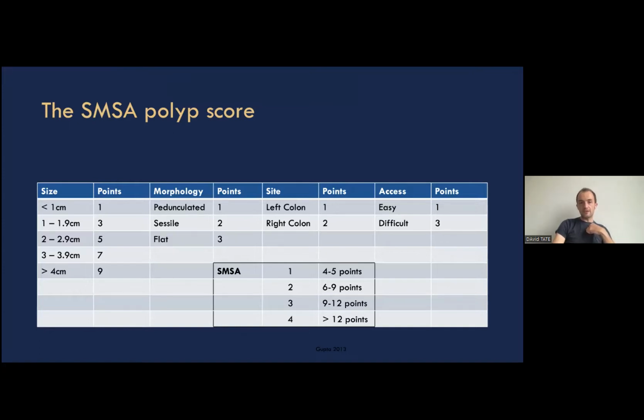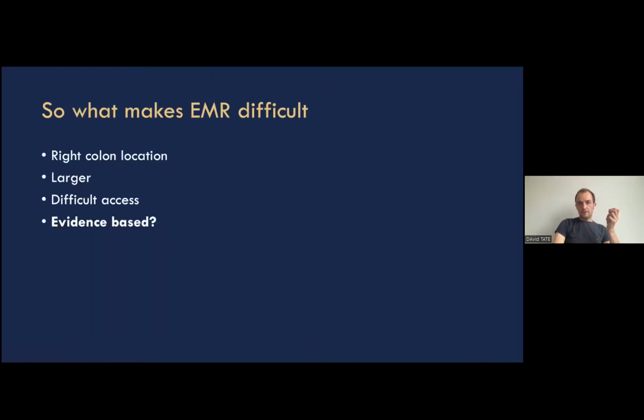You first have the SMSA score, so the size, morphology, site, and access score. It's made up of these components. The morphology here is sessile, so less than 2.5 on the mucosa, or pedunculated. It's left or right colon, and it's easy or difficult to access. And this gives you some points, and this converts into a score of 1 to 4. And that score tells you how difficult it is, 1 being easy and 4 being difficult. So these things are clearly what makes polypectomy difficult.